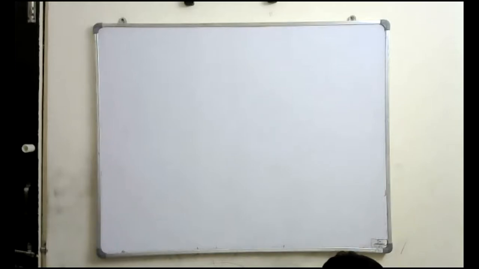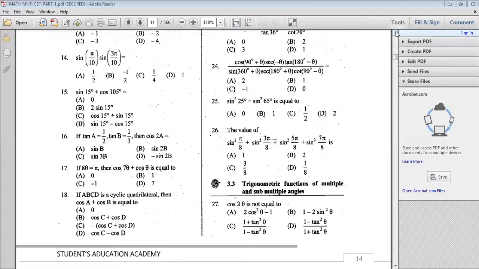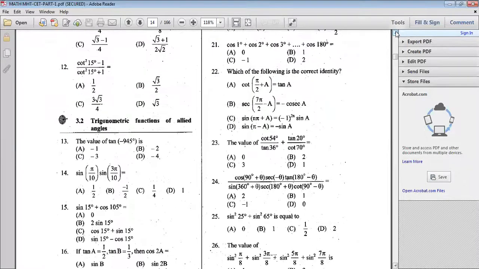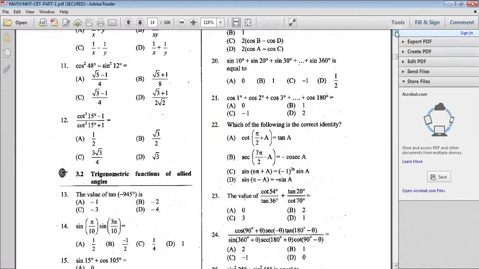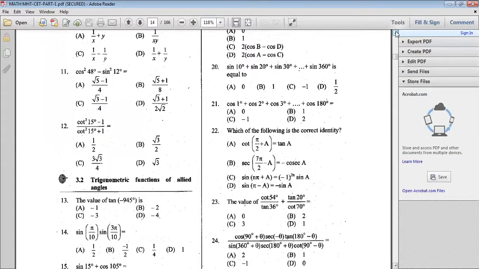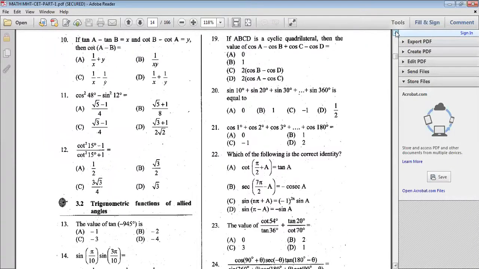Sir, the 21st problem was going on. Was 20 over? Yes, sir. No, it stopped in the middle of 20. Okay. Yes, sir. Look at problem number 20. Problems 20 and 21 are similar.